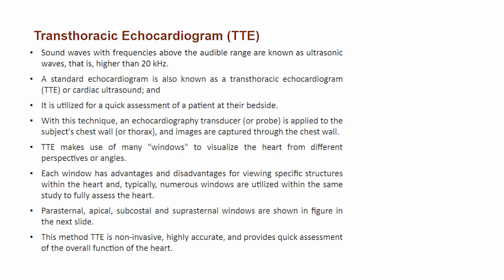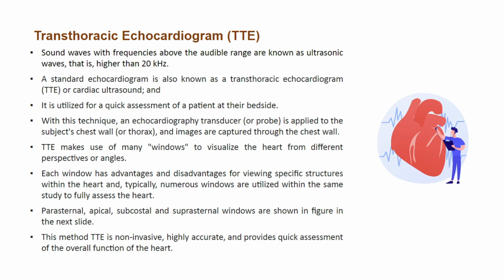With this technique, an echocardiography transducer or probe is applied to the subject's chest wall or thorax, and images are captured through the chest wall. TTE makes use of many windows to visualize the heart from different perspectives or angles. Each window has advantages and disadvantages for viewing specific structures within the heart, and typically numerous windows are utilized within the same study to fully assess the heart.